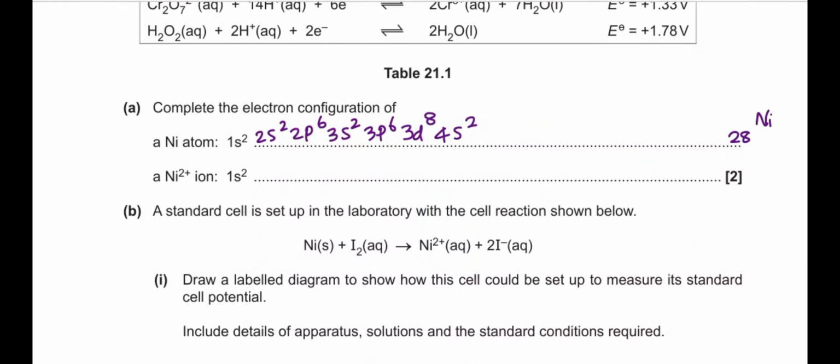Now, electron configuration of a nickel 2 positive ion. In the case of nickel 2 positive ion, what it means is it has lost 2 electrons. And the 2 electrons will go away from the 4s2. Therefore, the remaining will be 1s2, 2s2, 2p6, 3s2, 3p6, and 3d8.